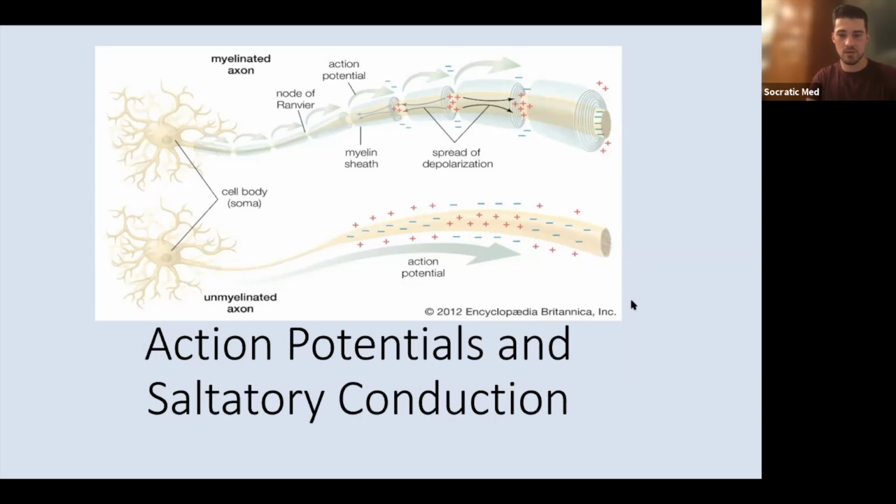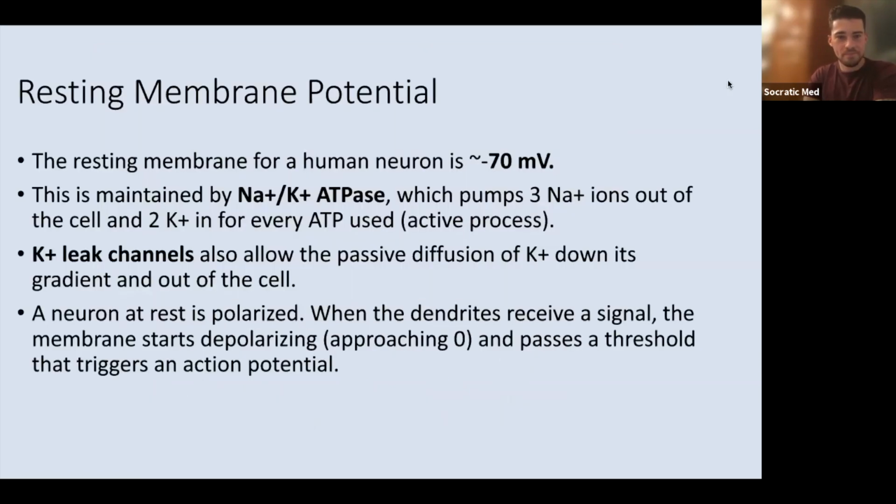Next topic is going to be action potentials and saltatory conduction. So I put a little graphic up there. I'll have a couple more on the screen. We'll talk about saltatory conduction in a couple of slides, but I definitely think it's worth talking about the resting membrane potential because it does come up on the MCAT pretty often in my experience.